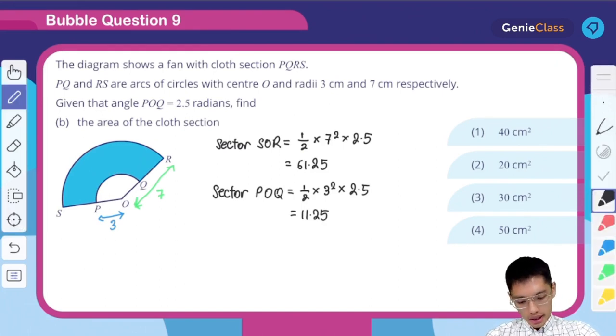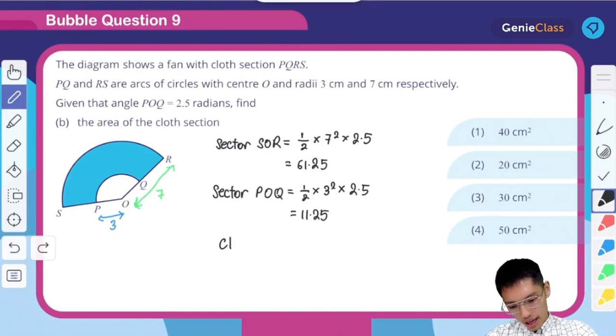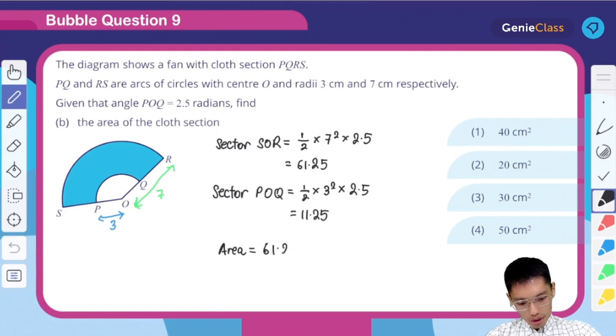So in this case, cloth is just, why do I write cloth again? I need to write, okay, take note, proper writing is required. So the area of the cloth, 61.25 minus 11.25. That's where I get the area, which is 50 cm squared.